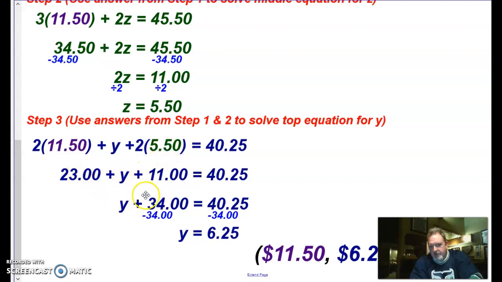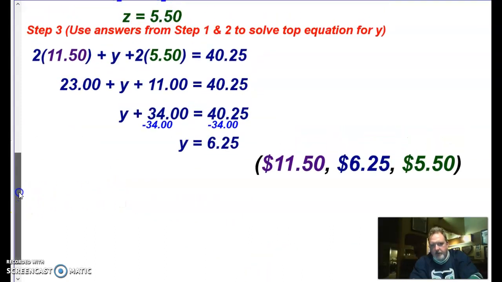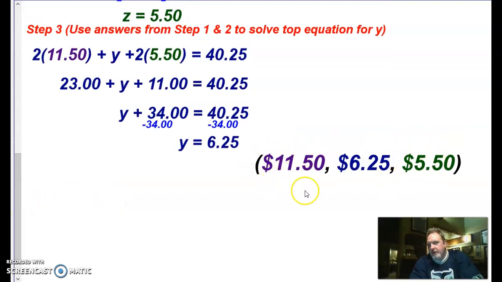If I add these 2 together, I got 34. Move it over. y is 6 1/4. And so the last thing I can do once I have y, again, is write them as an ordered triple. I put the dollar sign here just because it's in context then of the problem. So we know an adult ticket's $11.50, popcorn $6 1/4, and a soda's $5.50.